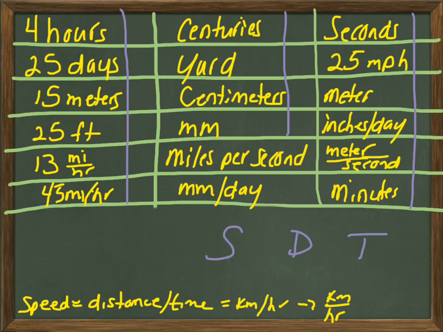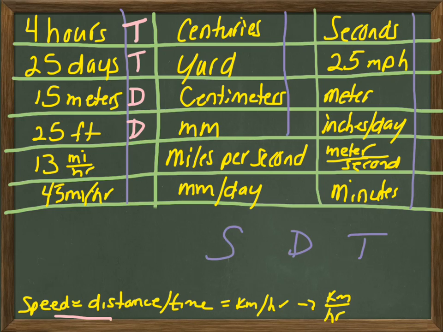Here it is. You have 4 hours. Is that a speed, distance, or time? That would be a time, because you know hours is a time. Okay, let's move on to the next one. You got 25 days. Is that a speed, a distance, or a time? That's also a time. Meters is a distance. Feet is a distance. Now you got miles over hours, or miles per hour.